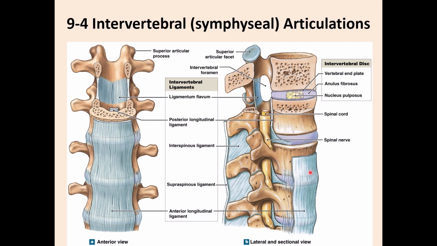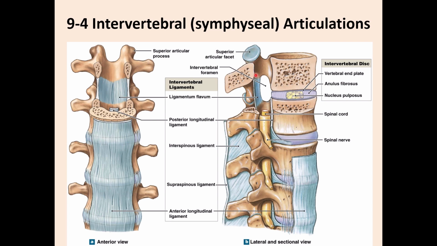There are some other ligaments that support the vertebral column. One is the anterior longitudinal ligament that is connecting the anterior part of the vertebral body. And another one is the posterior longitudinal ligament that is connecting the posterior part of the vertebral body. Okay, so this is located inside the vertebral canal.